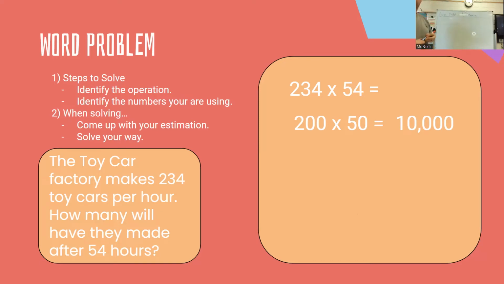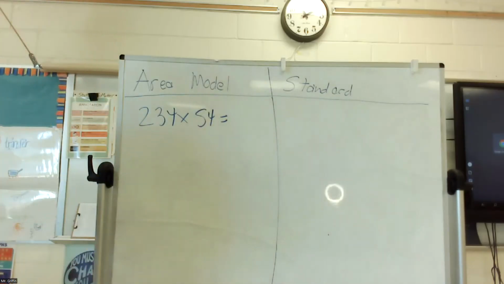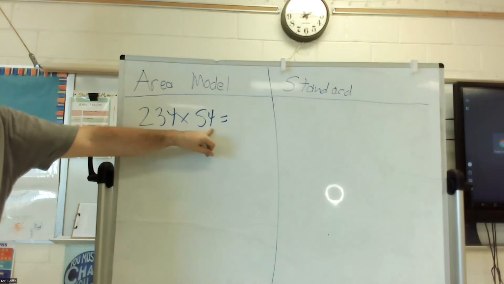All right, hopefully you have finished solving both of these problems. Let me write down the problem we're doing real quick. 234 times 54. All right, let me unshare the screen so you guys can see my whiteboard blown up. So I have 234 times 54.